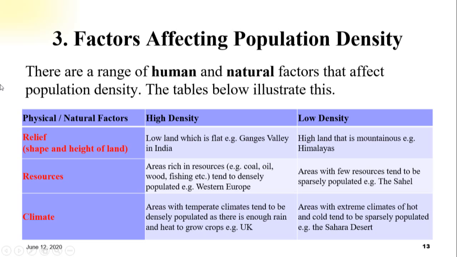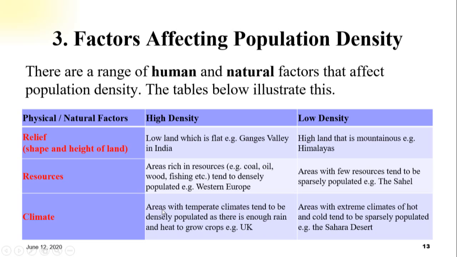When you see the word densely, you will remember the words habitable environment. And when you see the word sparsely, you will remember the words hostile environment. Sparsely, hostile environment. Densely, habitable environment.